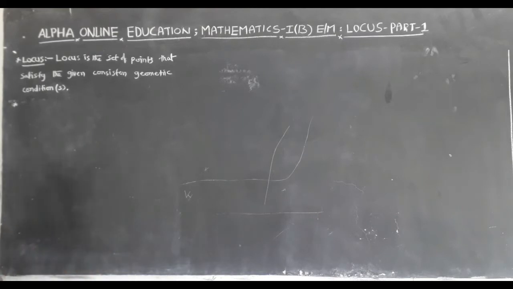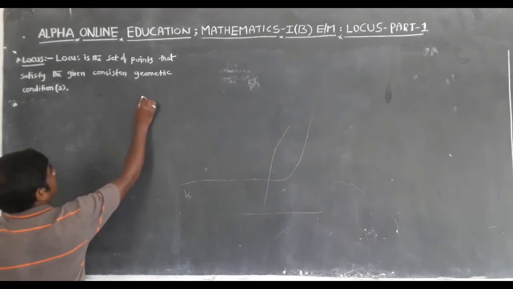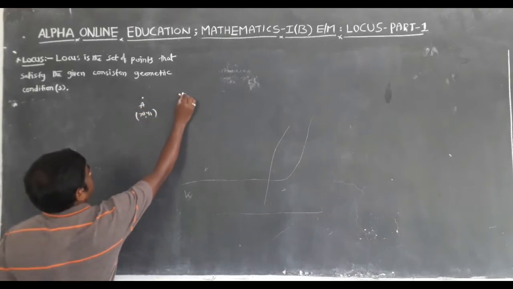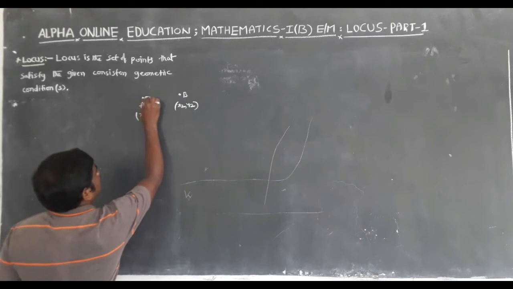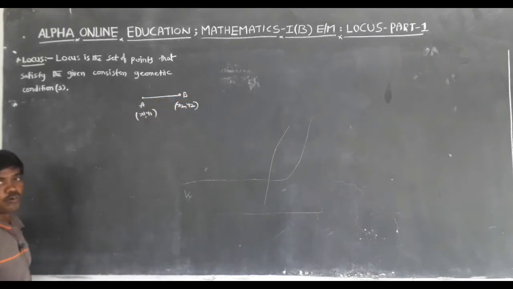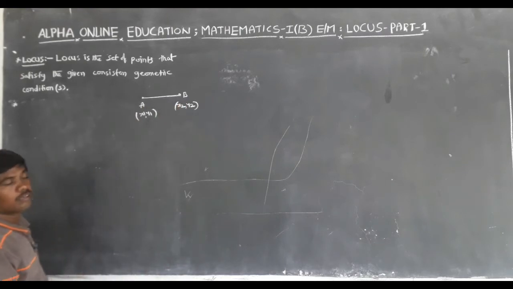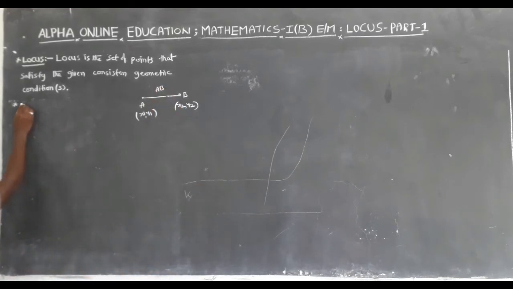Next, the formulas used here. First one is the distance between the 2 points. This is the first point A, (x1, y1). This is the second point B, (x2, y2). The distance between the 2 points A and B is denoted by AB or BA.